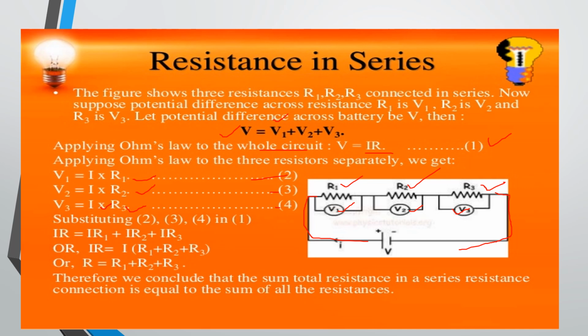Now on both sides, the left hand side and right hand side, you can see IR is equal to I, which we take as common, times R1 plus R2 plus R3. So I cancels on both sides, and you will get R is equal to R1 plus R2 plus R3. This R is nothing but the equivalent resistance, the total resistance we are going to calculate. Therefore we conclude that the total resistance in a series connection is equal to the sum of all the resistances.